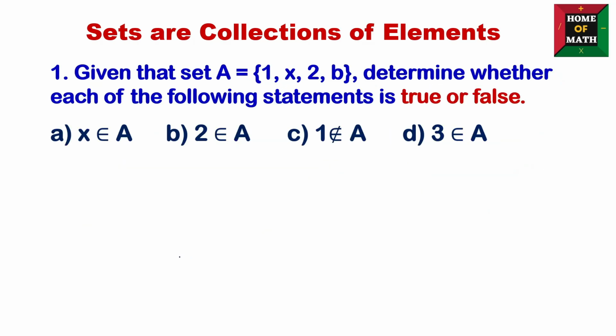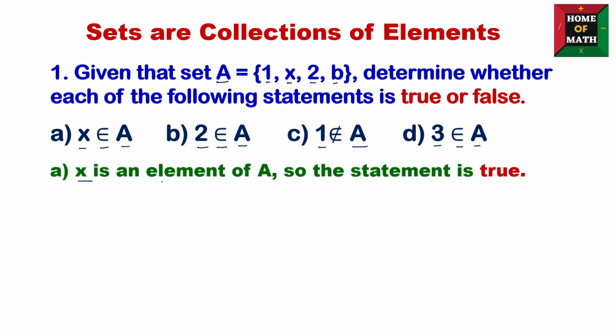Now we are going to determine whether a statement is true or false. Here is set A. The elements are 1, X, 2, B. Number A: X is an element of A. Number B: 2 is an element of A. Number C: 1 is not an element of A. And number D: 3 is an element of A. So which one is true and which is false? Let's check.